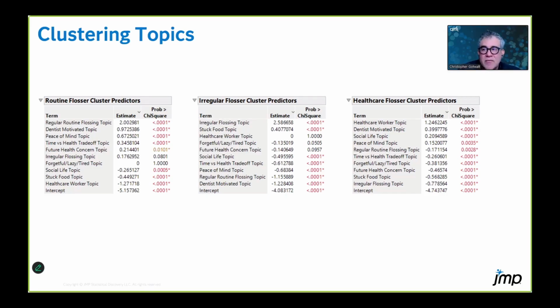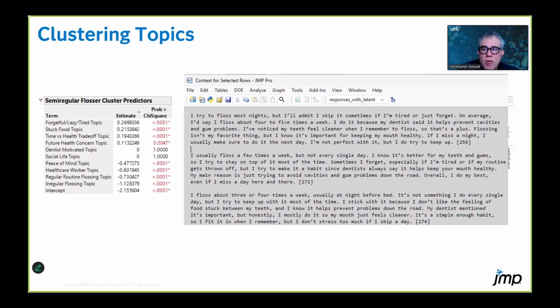I think it's a little funny that the irregular flossers were primarily citing stuck food as their reason topic, and the leading reason topics for healthcare workers were dentist motivation and social life, such as coworkers or friends. The 4th cluster was a little harder to label because it didn't have a strong topic associated with it. For this one, I looked at a sample of responses from that cluster and saw that these were pretty regular flossers that flossed more often than the regular ones, but not as often as the regular routine flossers. So I labeled these the semi-regular flossers.